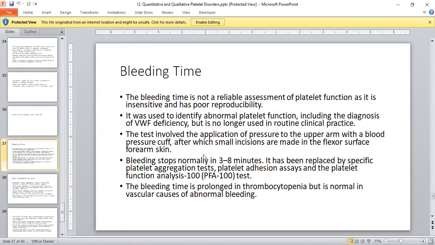You can also have your bleeding time. It's not a reliable assessment of platelet function. You just induce an injury and see how long it takes for bleeding to stop. The normal time taken is 3 to 8 minutes.